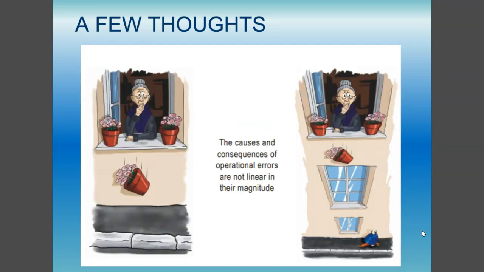Another thing to recognize is, let's just look at the slide, the causes and consequences of operational errors are not linear in magnitude. If you compare these two events, exactly the same thing has happened, but the consequences are very different. In the first case on the left, the person has dropped the flowers from the window and they have fallen to the ground and the pot is shattered. In the second case, the person has dropped the flowers from the ledge and it has fallen 3 stories to reach the person on the sidewalk and has probably killed someone. So the same error occurred, but the consequences were very, very different.